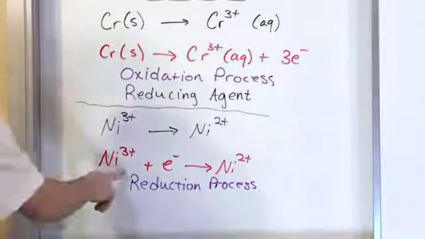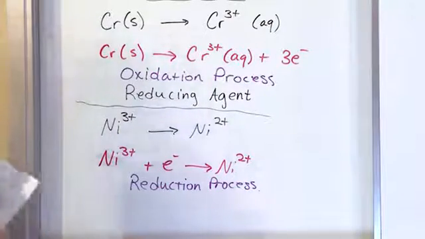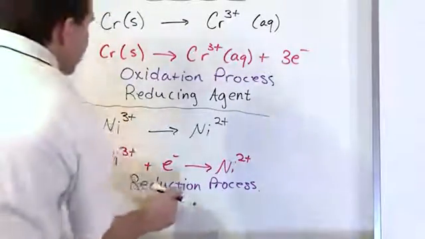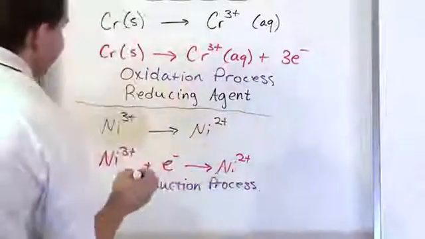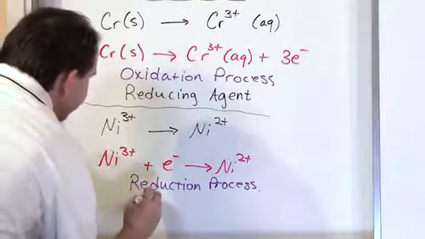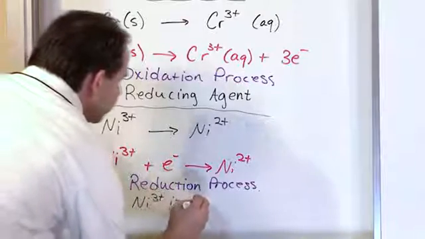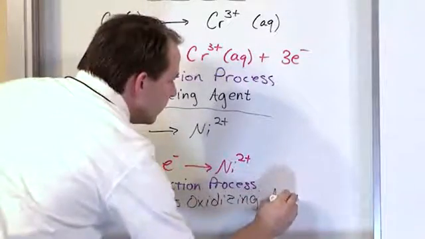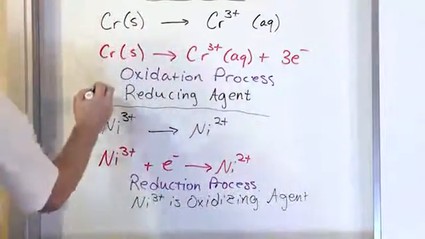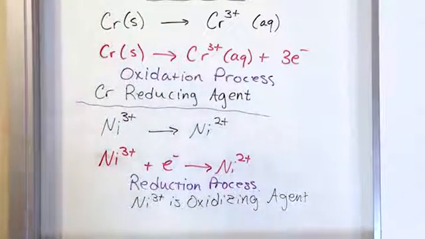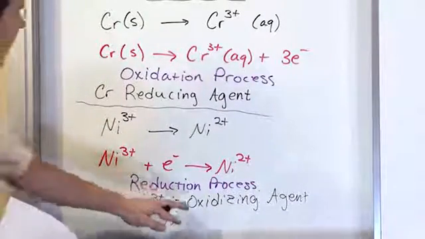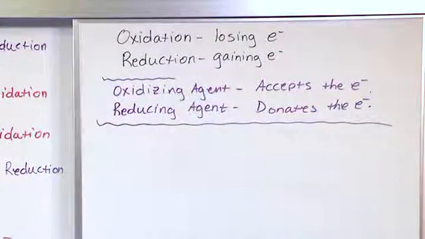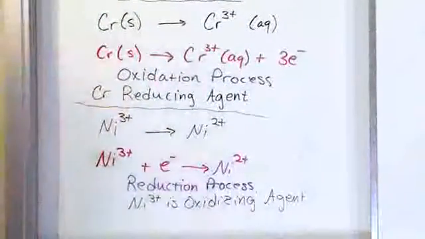Now, is this nickel ion that we're looking at an oxidizing agent or a reducing agent? The easiest way to figure that out is to realize that once I know this is a reduction process, I can say that nickel is an oxidizing agent. Just like up here when I said chromium is the reducing agent, the nickel ion, the thing I started with, is an oxidizing agent, because an oxidizing agent is just something that accepts electrons. In this case, I'm accepting the electrons and getting a new ion at the end of it.